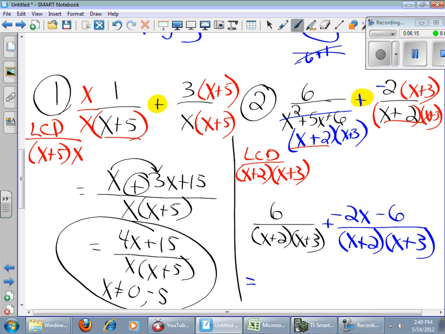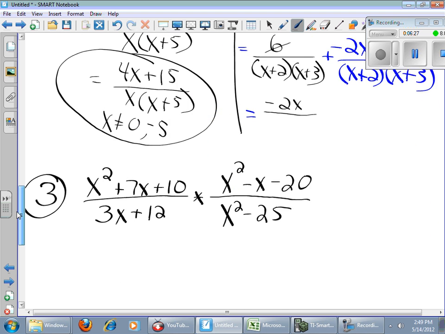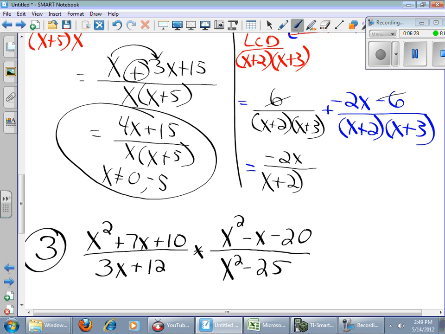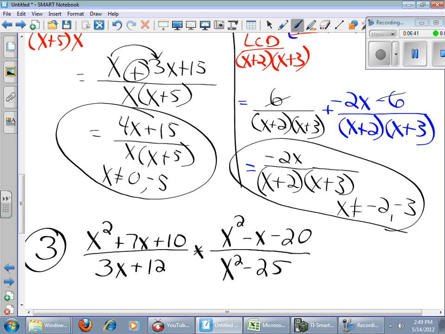Okay, now this new problem looks like my 6's are going to cancel out, and I'm going to be left with a negative 2x over the LCD. X plus 2, x plus 3, and I'm going to go for my restrictions where x cannot equal negative 2 and negative 3, and there you go. That's the problem. I can't simplify this x with either of these x's because of the addition. I can't simplify that 2 with that 2 because of the addition. They won't simplify. That is as simple as it gets.